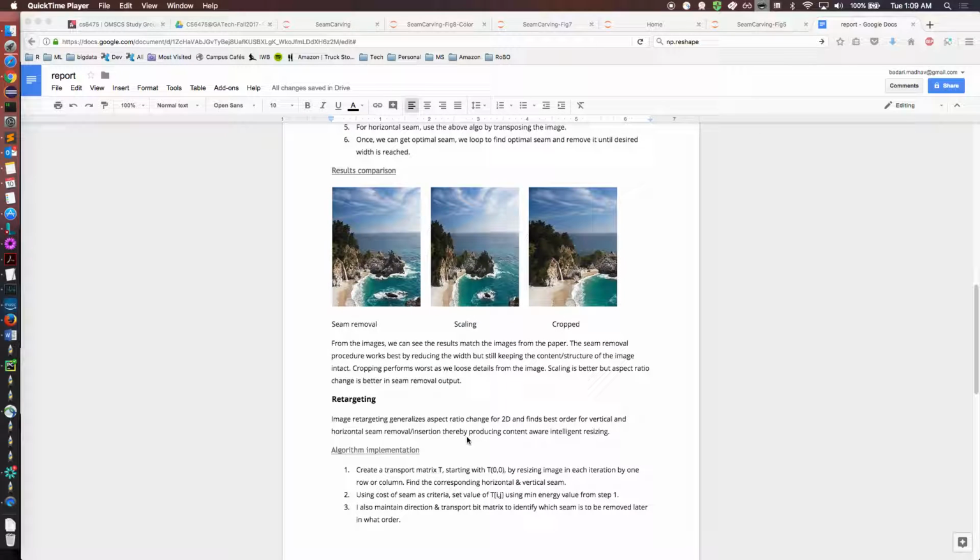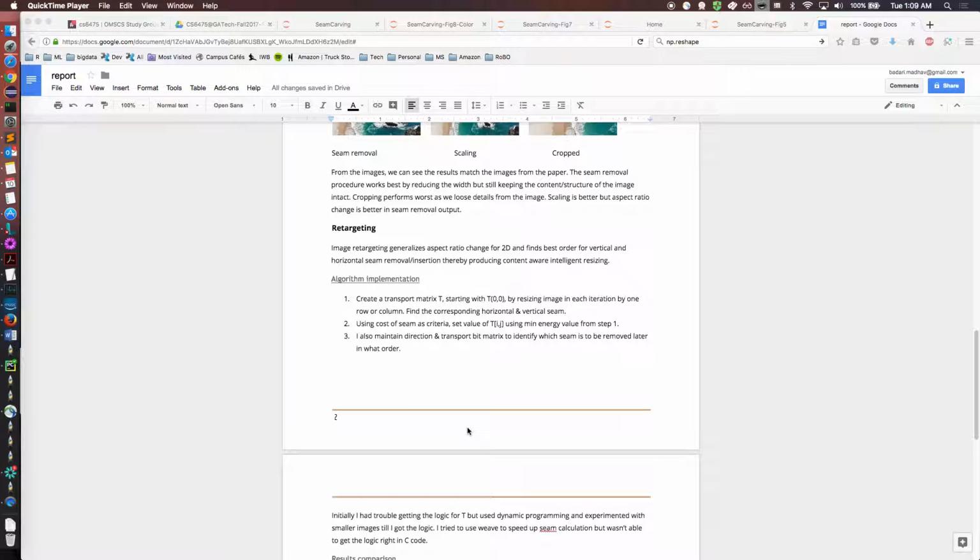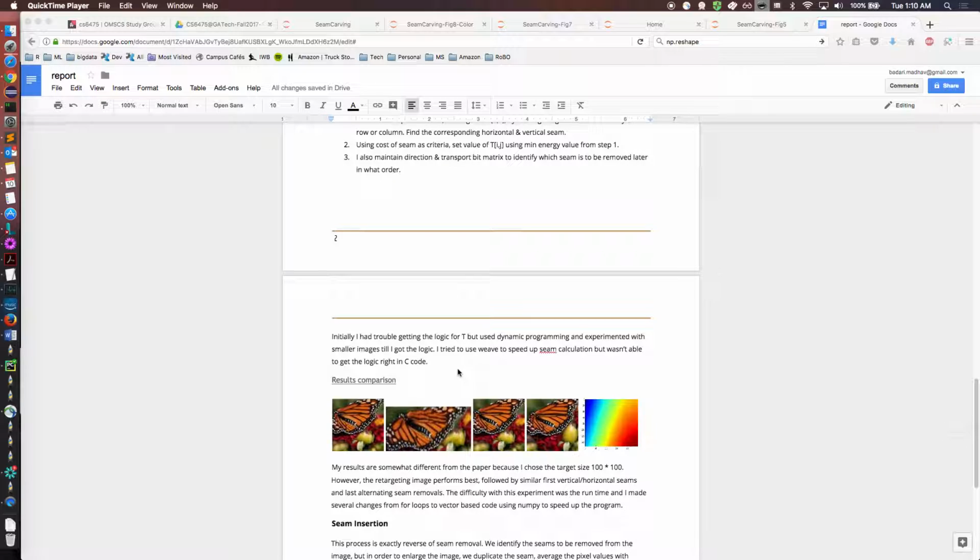Image retargeting. This is where we want to change two dimensions in the image. The algorithm is similar to the dynamic programming approach in step 1, except we also maintain directions that we have to take in order to find the best order of seam removal. The results are slightly different from that of the paper because I think I chose a different target size. However, the image retargeting still performs the best, followed by all vertical or all horizontal, and the last was alternating seam removals.